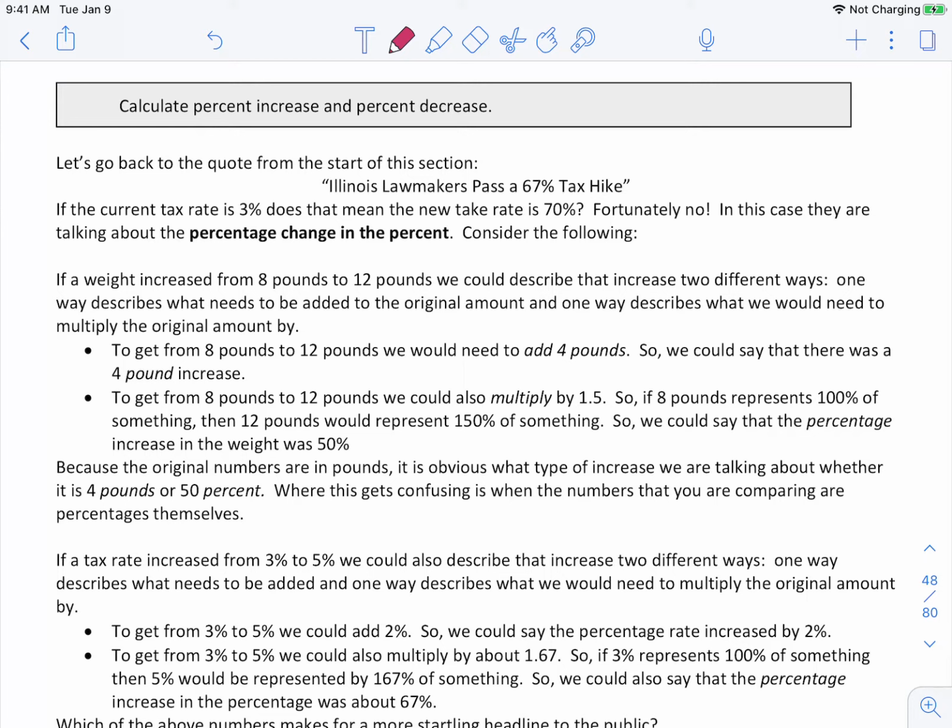So to get from 8 pounds to 12 pounds, we would need to add 4 pounds. So there was a 4-pound increase. To get from 8 pounds to 12 pounds, we could also multiply by 1.5. So if 8 pounds represents 100%, then 12 pounds would represent 150%. So you could say the percentage increase in the weight was 50%. Because the original numbers are in pounds, it's obvious what type of increase we're talking about, whether it's 4 pounds or 50%. Where this gets confusing is when the numbers you're comparing are percentages themselves.